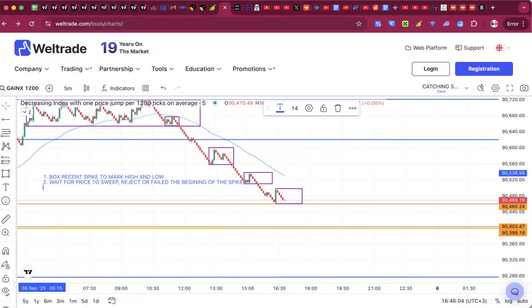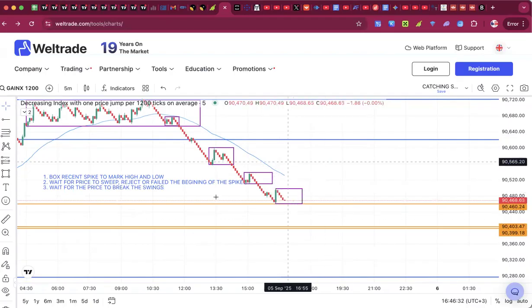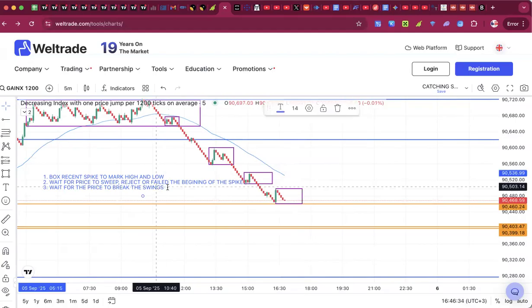Wait for the price to break the swings. Okay, so you understand? If it's up, you want the market to break this. Of course, it's spike you're catching. So to break the swing high, let's not even disturb ourselves to break the swing high, because you are catching spike.